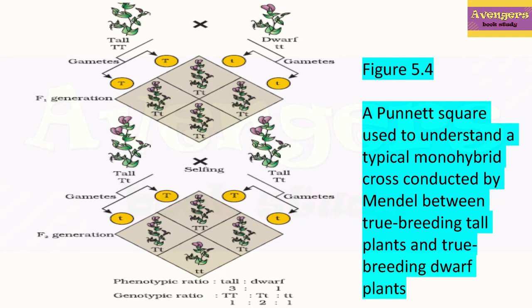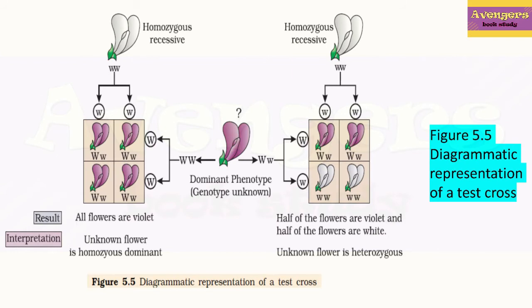Figure 5.4: A Punnett square used to understand a typical monohybrid cross conducted by Mendel between true breeding tall plants and true breeding dwarf plants. Figure 5.5: Diagrammatic representation of a test cross.